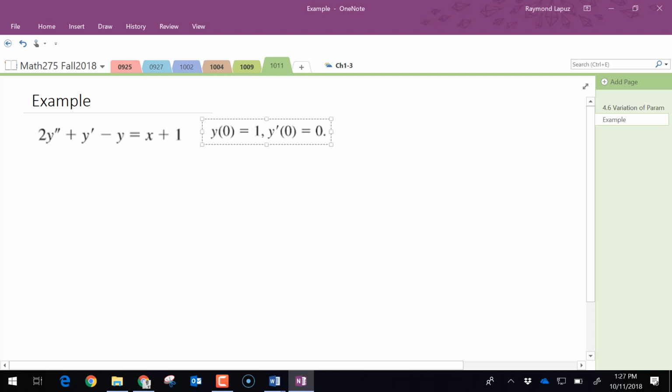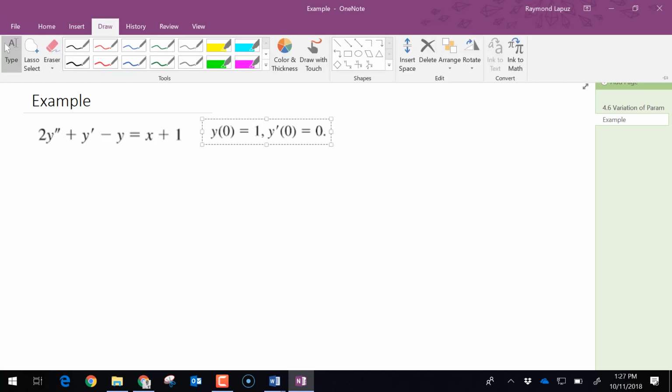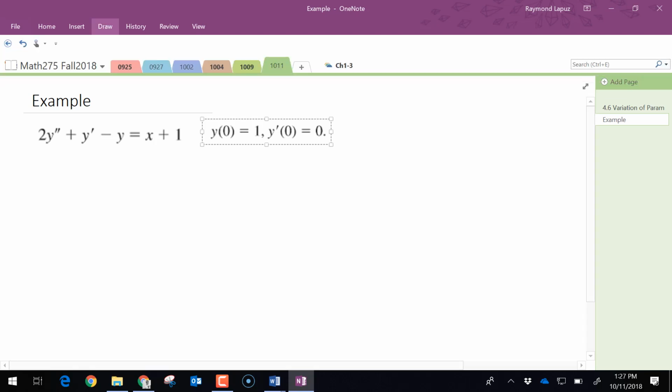So let's go. Let's do this. We'll start off with a homogeneous differential equation. So 2y double prime plus y prime minus y. I'm going to start skipping this step too, because we can just go straight to the m, right? 2m squared plus m minus 1 is equal to 0.